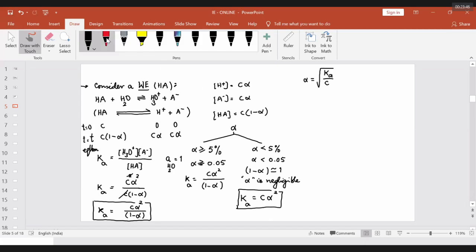If you are talking about this, then we can have different types of comparisons. For example, let us take alpha 1 by alpha 2. That is a comparative story. If you take alpha 1 by alpha 2, it is equal to under root Ka1 by Ka2 into C2 by C1, inversely proportional to concentration.